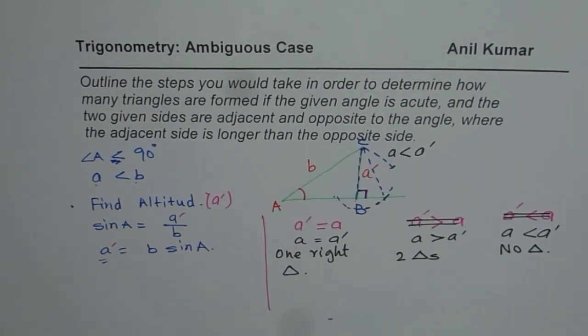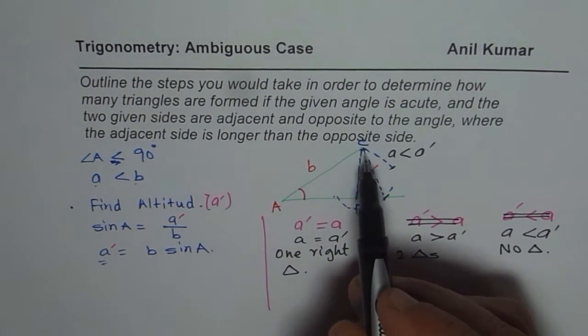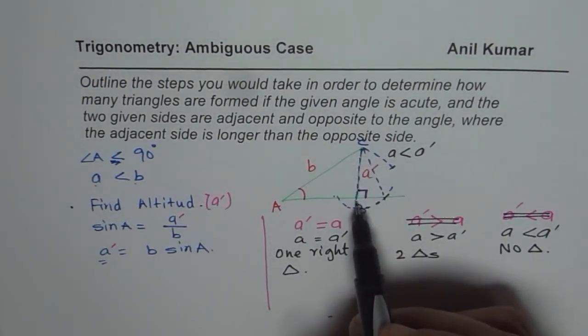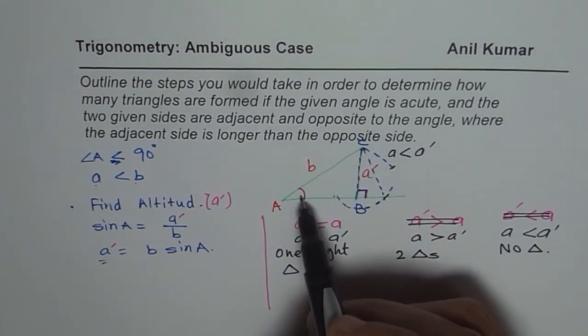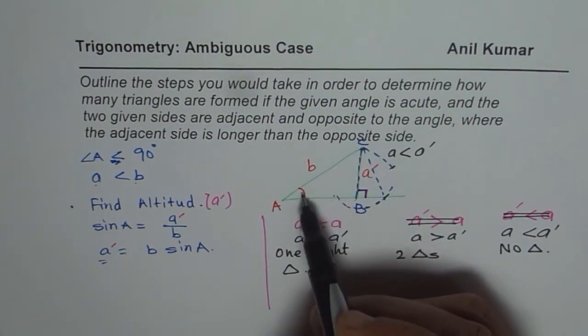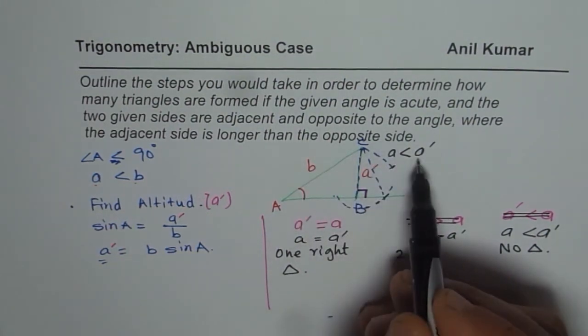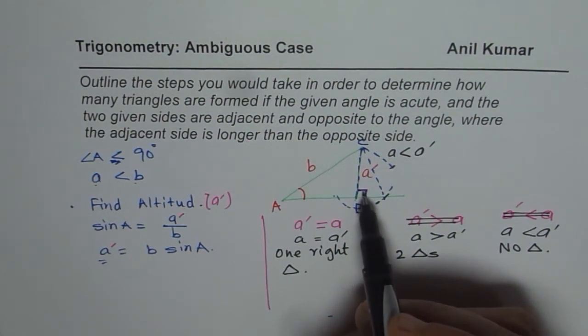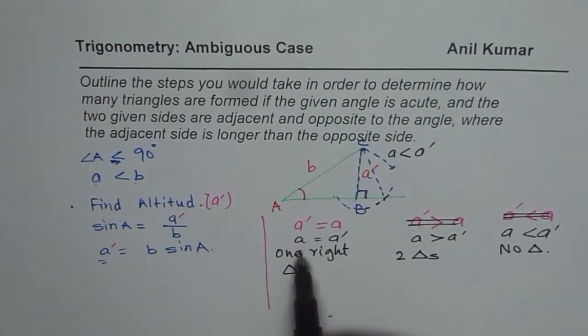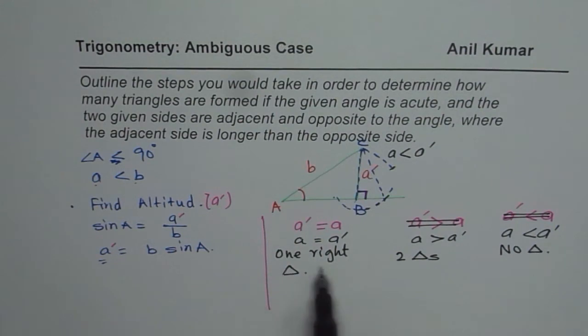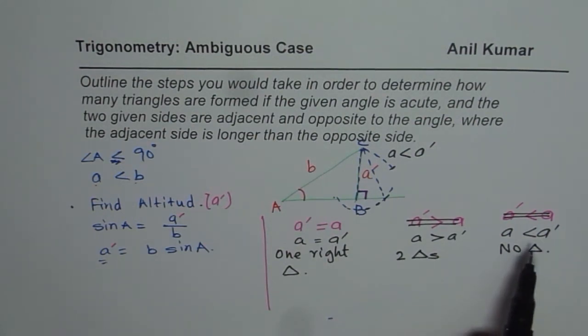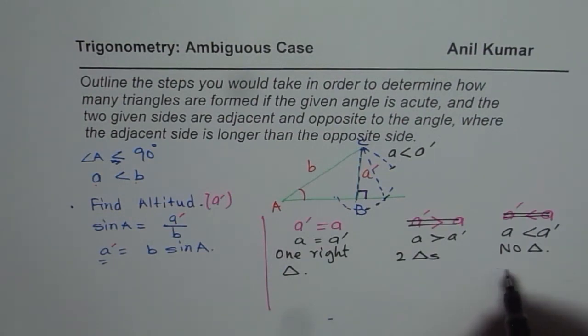So the idea here is to calculate the altitude of your triangle using the given angle and the longer side. Once you do that, compare the given side with the altitude. If the given side is the same as the altitude, then you form one right triangle. If the given side is greater than the altitude, you make two triangles. And if the given side is less than the altitude, you cannot make a triangle, so zero triangles. That is how we should be answering this question.